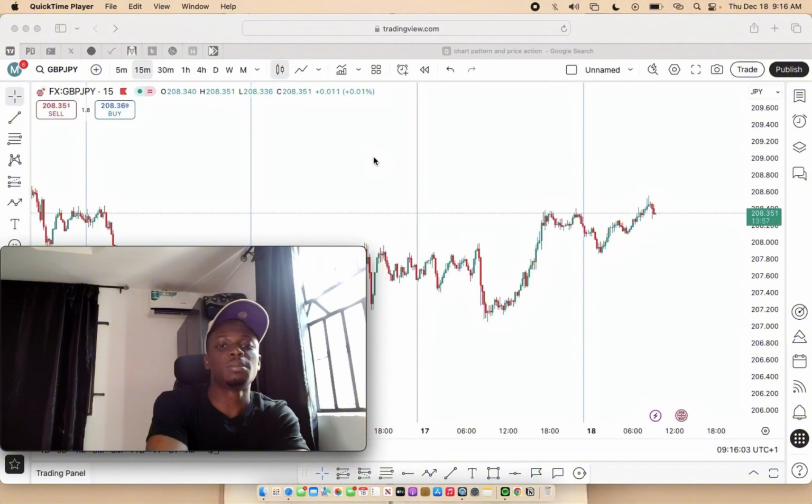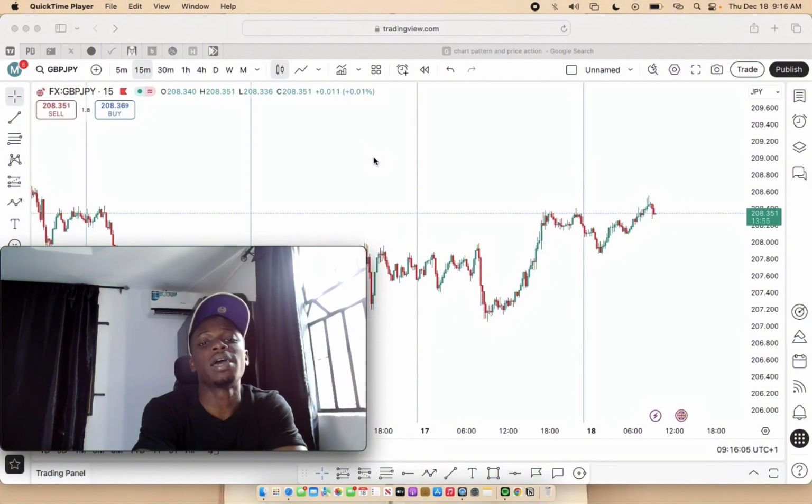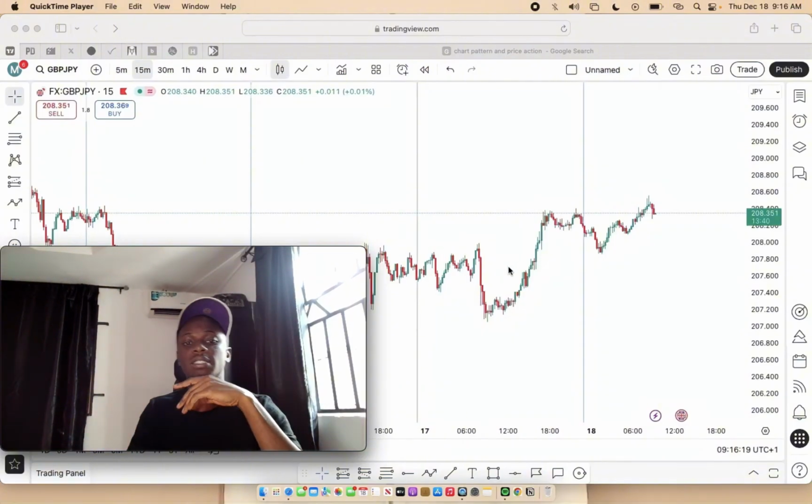I focus more on JPY, USD JPY, GBP JPY. This is my main focus for now. I'm looking to add some more soon, but I'm still trying to test out things.